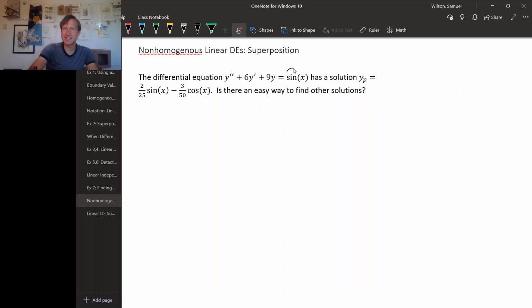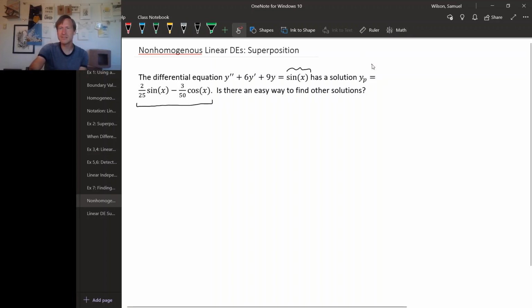So here it's this sine of x part that makes it non-homogeneous. If this sine of x were 0, it would be homogeneous, but it's not. Now this particular differential equation has as a solution this function. So 2 over 25 sine x minus 3 over 50 times cosine x.